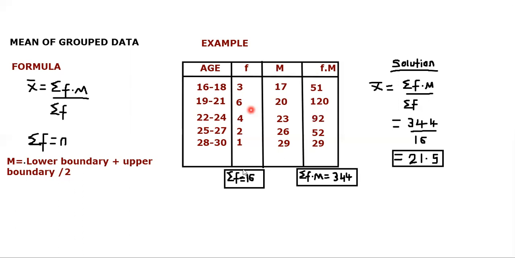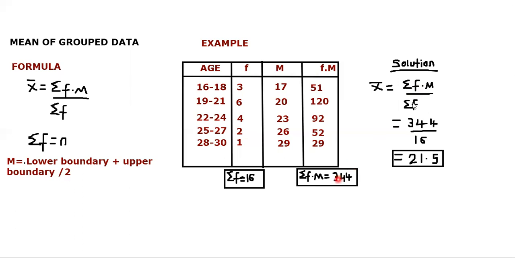So the summation of F is given by 16, all right? If you add all these values, you will find that the summation of F is given by 16. Then the summation of F times M is given by 344, all right? So we simply just add 51, 120, 92, and so on. So using the formula, we can then find the solution, which is the summation of F times M, given by this 344 that we found here.